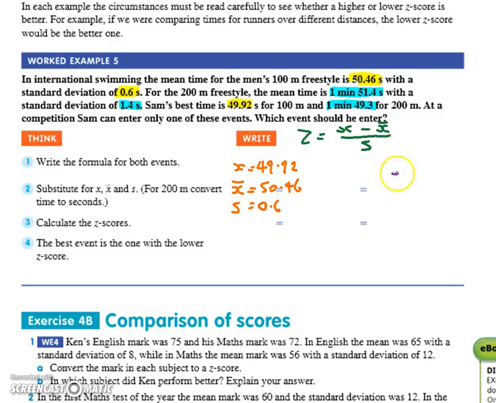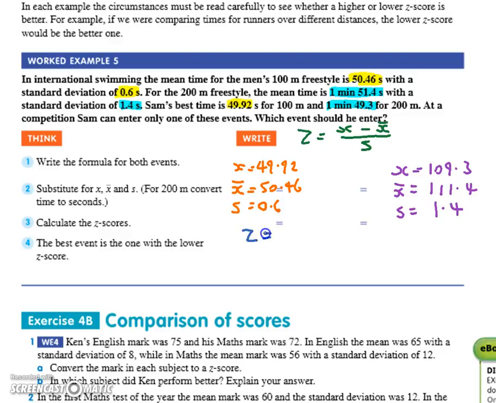For the 200, can I suggest that what you do is convert these to seconds? It'll make your life easier if you're not dealing with minutes and seconds. So we've got X is 109.3. The mean is 111.4. And the standard deviation is 1.4. I've just converted those to seconds. All right, so now we're just going to sub into this one.